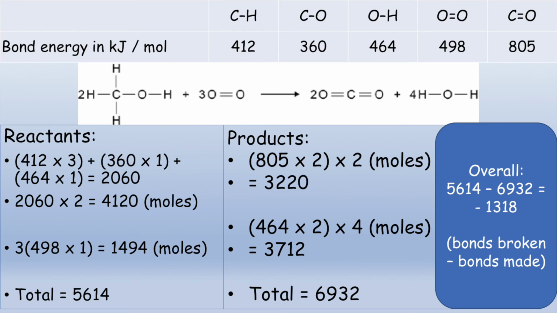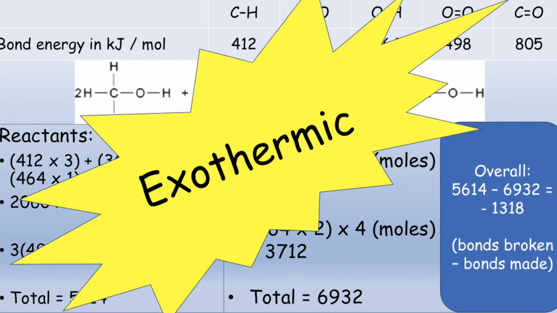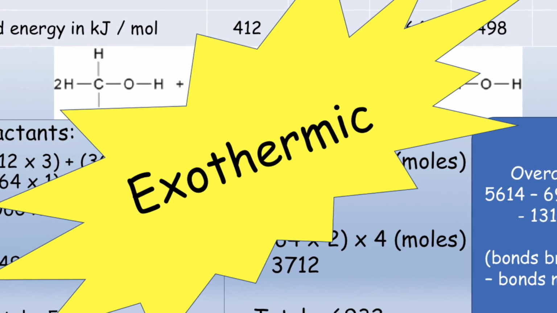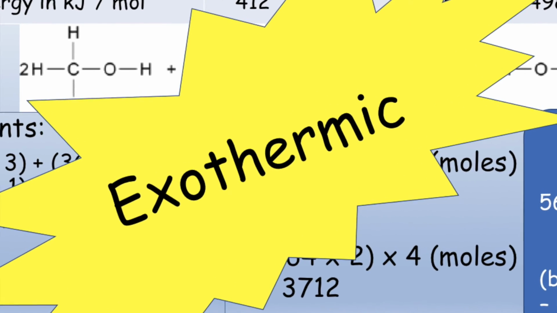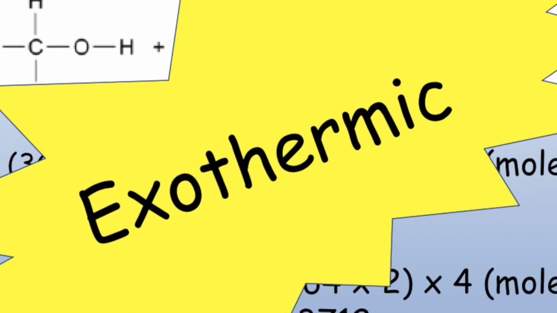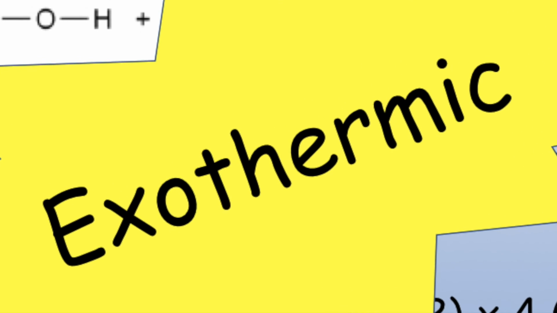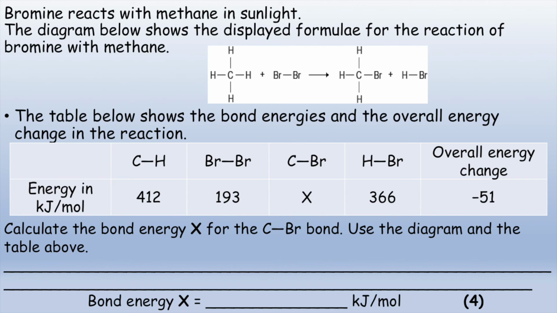So 5,614 minus 6,932 gives us a total of minus 1,318. When the total is negative, the reaction must be exothermic. This is because it's clear to us that more energy was given out to make bonds than was used when breaking them. Now over to you.